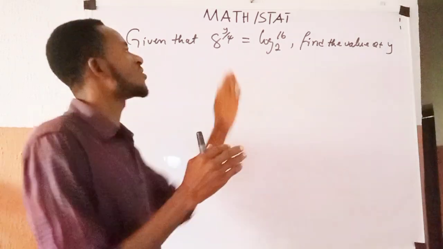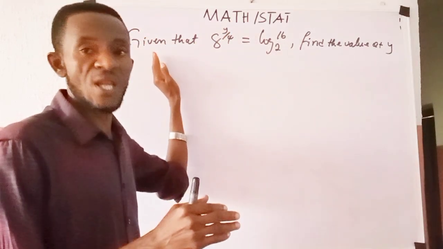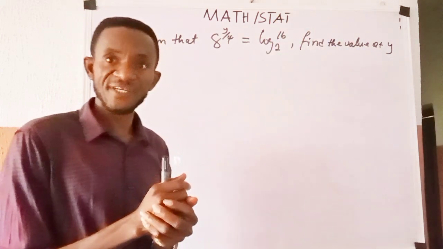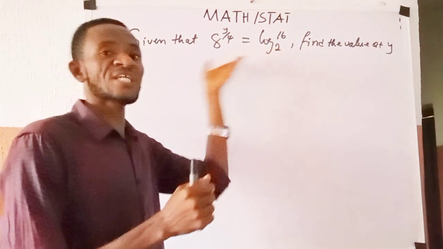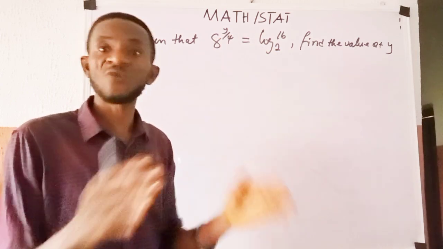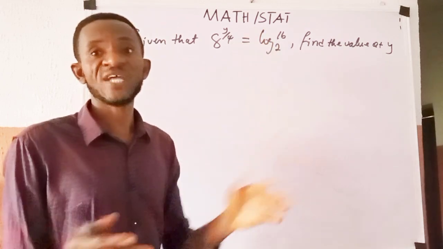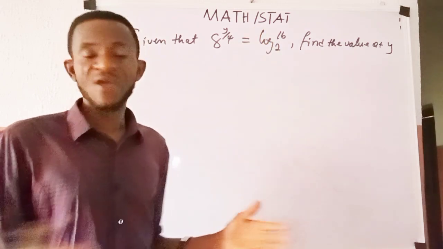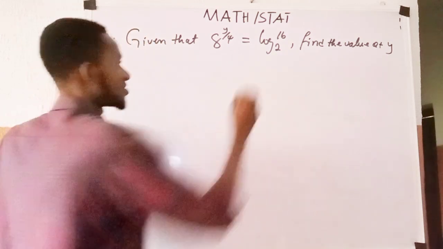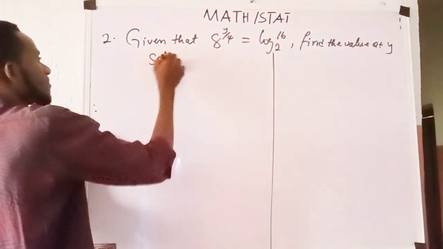So the effort we are going to do here is, one side was given to us in indices. The other side was given to us in logarithm. And for us to successfully solve this problem, we either convert both sides to indices or we convert both sides to logarithm. But let us now try to convert both sides to indices. Let me divide this board into 2, so I will now have the solution.